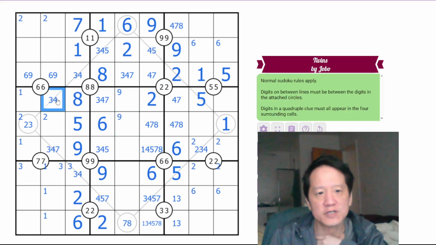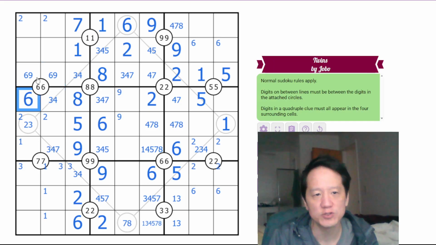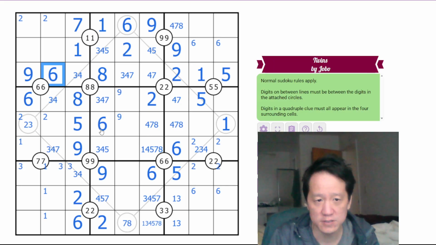This can't be 6 anymore. Where is the 6 around this quad? It has to be here. So this is a 6, which makes this 9, which makes that a 6. Where's the 1 now in this box? It must be here. So this is a 1, which means this, where's the 7 in this quad? It has to be here. So this is a 7, which makes that a 7.